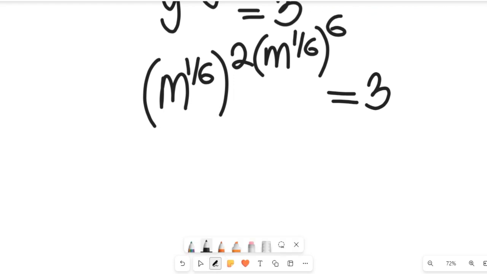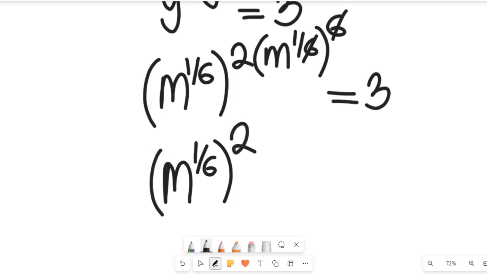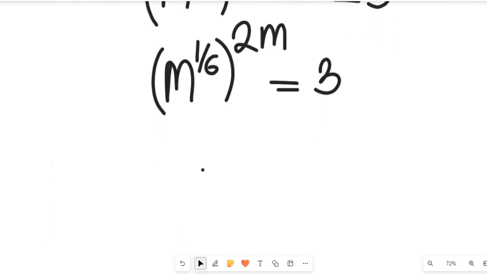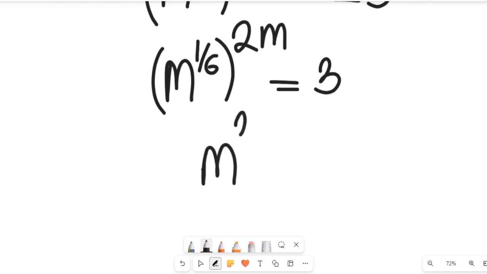The first part, you'll come to see that 6 will have to clear this 6. So we'll have our m to the power of 1 divided by 6 all to the power of 2 multiplied by, this will be what? m. So we're going to have 2m, and this will be equal to 3. Great. Now let's simplify that further. Remember, according to the law of indices, the external power will multiply the internal power. So we'll have our m to the power of 2m divided by 6, and this will be equal to 3.